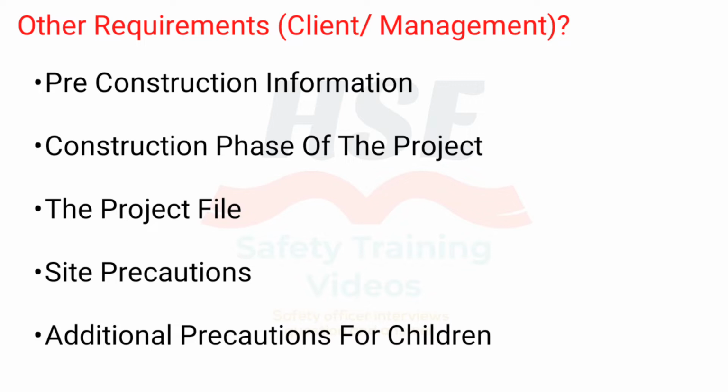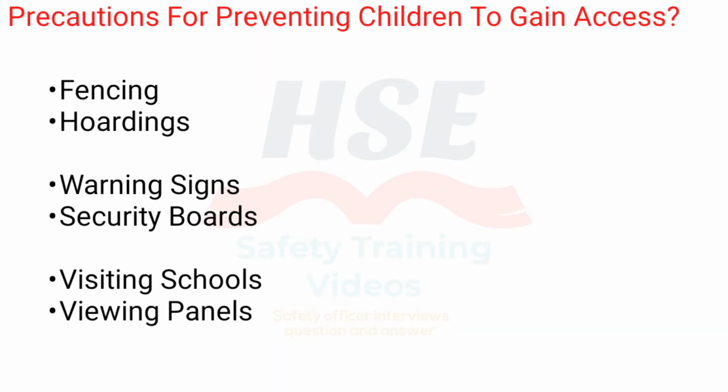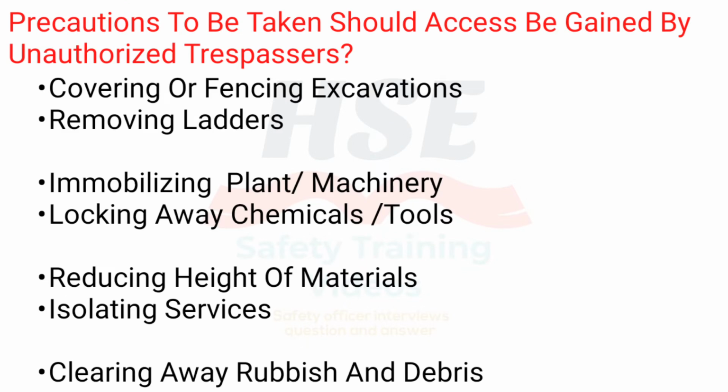Pre-construction information. Construction phase of the project. The project file. Site precautions. Additional precautions for children, to prevent children from gaining access: fencing, hoardings, warning signs, security boards, visiting schools, viewing panels.